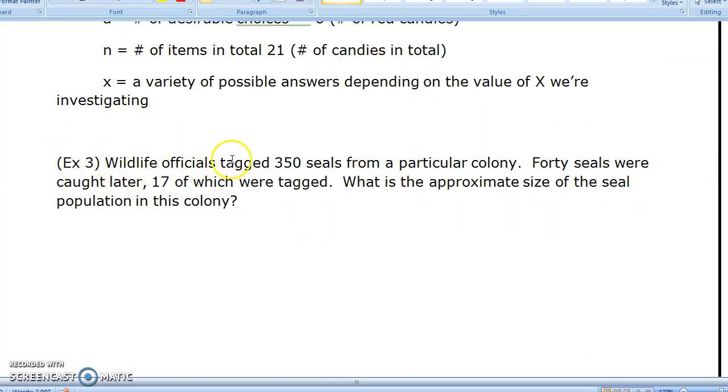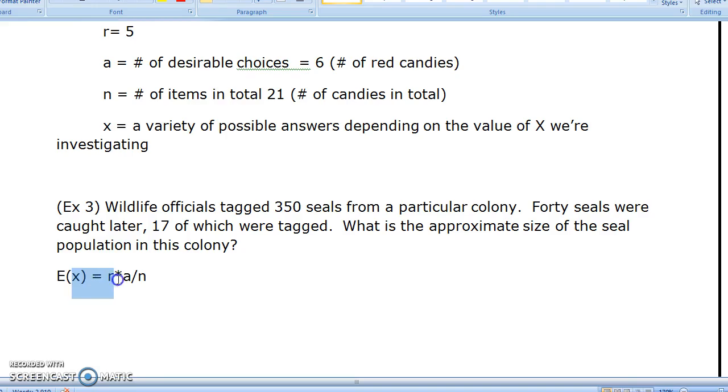Okay, wildlife officials tagged 350 seals from a particular colony. 40 seals were caught later, 17 of which were tagged. What is the approximate size of the seal population in this colony? Okay, this is an interesting question. It involves a couple of different ideas. What we're going to do here is work the expected value equation a little bit backwards. So n would represent the total number of seals here, which we do not know. That's the question we're being asked: what's the approximate size of the seal population?